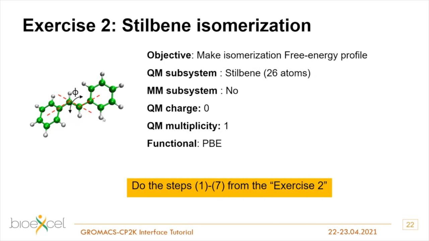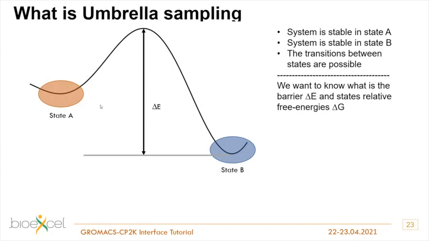So what we're going to simulate now is so-called umbrella sampling. So, what is umbrella sampling? It's a short introduction. If your system has some reactivity, so you want to study a reaction, and you have two states, state A and state B, with some barrier between them, and you want to know the free energy profile of that system, you need some method to do that, and umbrella sampling is one of those methods.